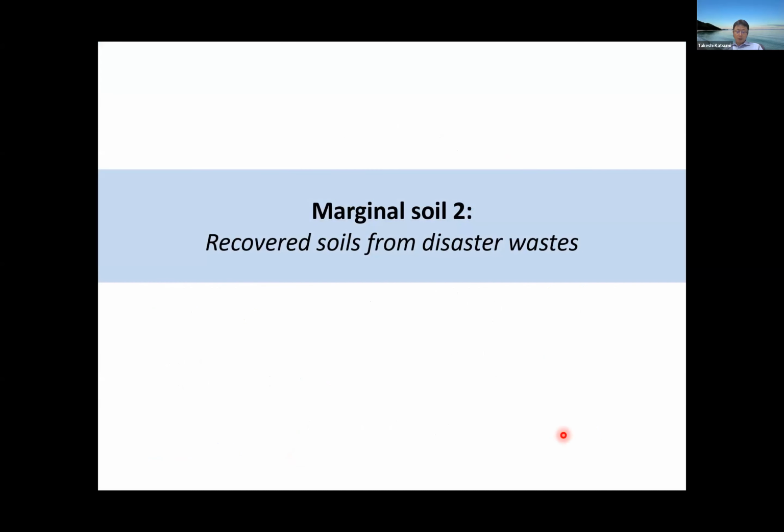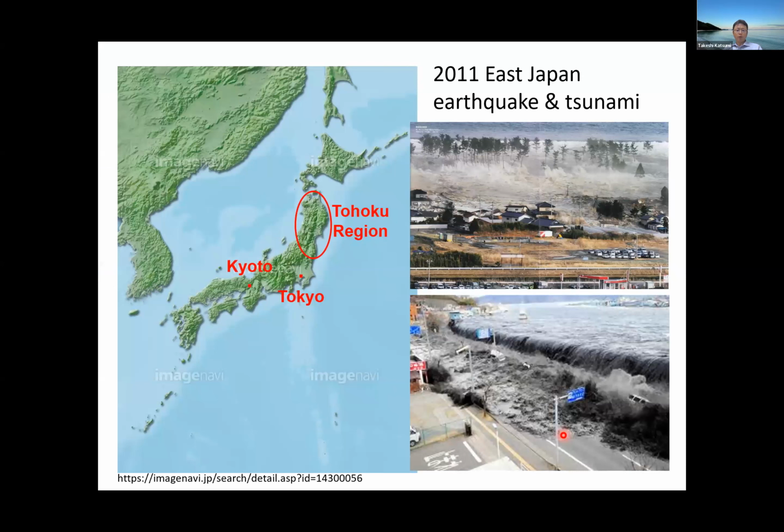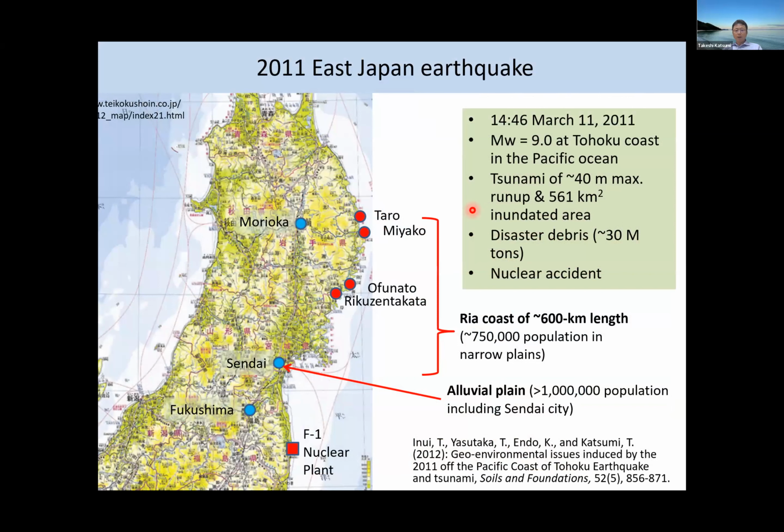So let me go to our second marginal soils, which is the recovered soils from disaster waste. We have been working on this topic because of the huge earthquake and tsunami that occurred in 2011 in the Tohoku region, on the east coast of Japan. This tsunami disaster transported seabed soils onto the ground. The 2011 East Japan earthquake occurred on March 11, 2011, with a magnitude of 9.0, and the tsunami had a maximum run-up height of 40 meters, and more than 500 square kilometers were flooded by the tsunami.